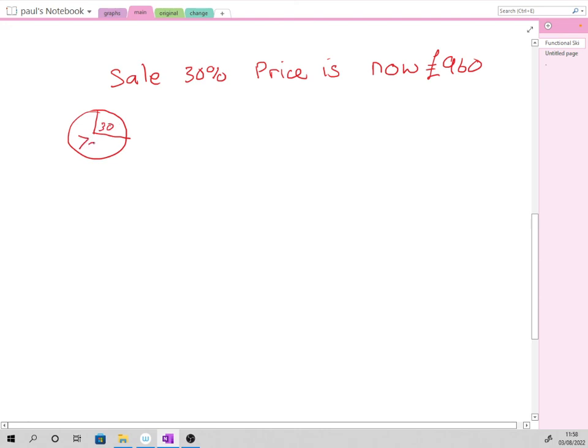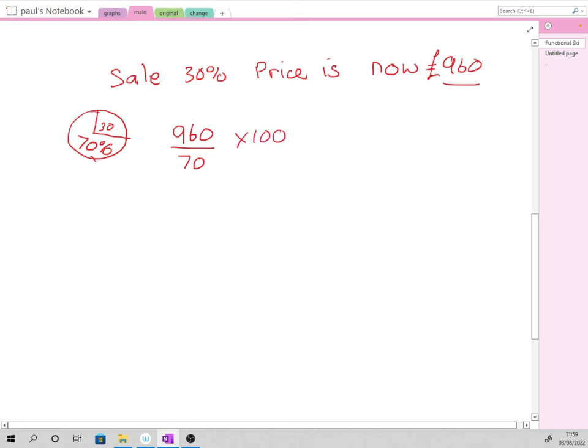So we need to find 70%. This time, because we're reducing the price, we're taking it away. So we need this 70%. This is 70% of the original price because we've reduced it by 30. So if we do 960, now this time we divide by 70 and times by 100, we'll find out what the original price is.